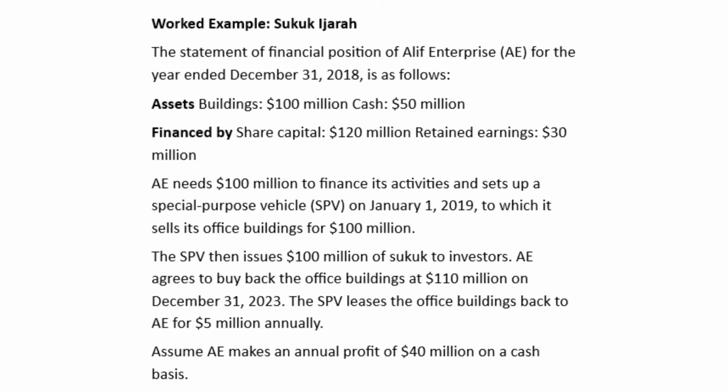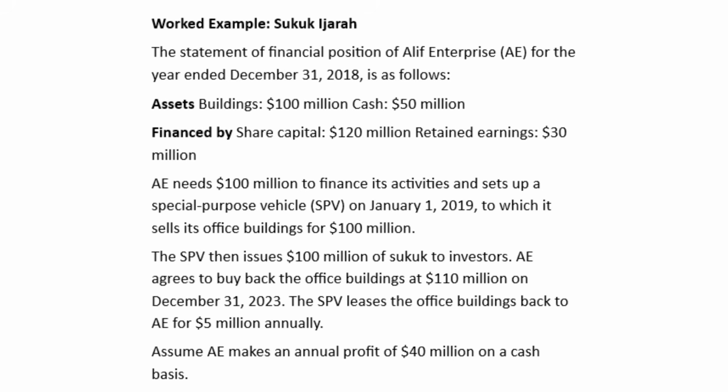AE, that's the Aleph Enterprise, needs 100 million to finance its activities and wants to raise funds through issuing Sukuk Ijara. On January 1st, 2019, AE set up a special purpose vehicle and sells its office building to the SPV for 100 million. The SPV then issued the 100 million Sukuk to investors, that's the Sukuk holders, and holds the office building in trust for the Sukuk holders. AE agreed to buy back the office building at 110 million on December 31st, 2023.